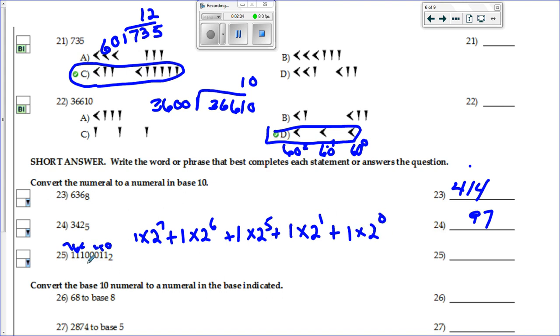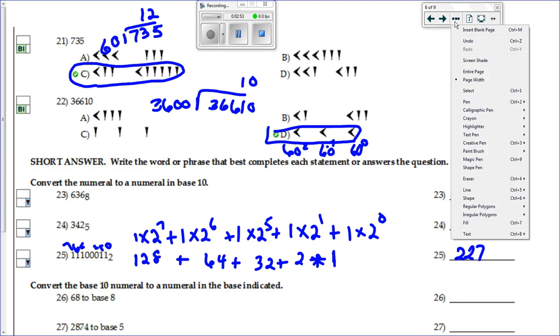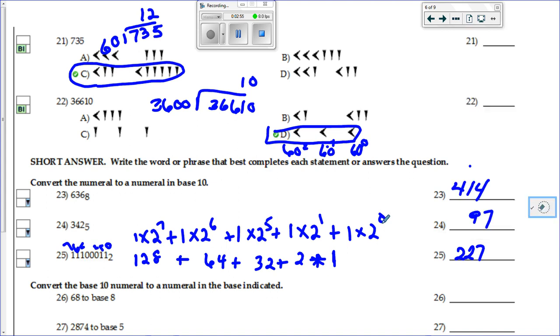So 2 to the 7th is 128. 2 to the 6th is 64. 2 to the 5th is 32. This would be 2. That would be 1. Whoop, that's plus 1. And so when you add them all up, you get 227. Okay? Let me just erase that.